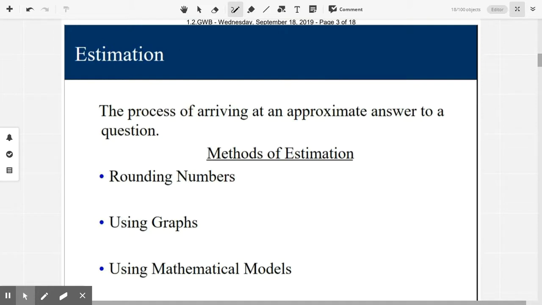So, what is estimation? It is the process of arriving at an approximate answer to a question. Methods that we use to estimate: rounding numbers is a big way to do estimation. We can use graphs. A lot of graphs you have to get an estimate on. You can't get exact by looking at it because of the way it's set up. And we can estimate using mathematical models, like what will happen in the future based on what has happened in the past.